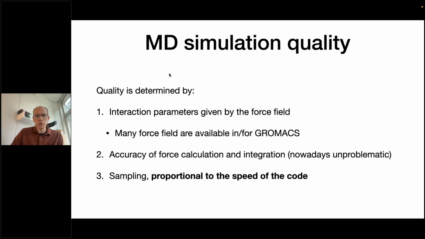And then the main issue nowadays, together with the force field, is the sampling issue. You need to sample sufficiently much of the conformations of interest of the phase space to be able to get reliable estimates for any scientific question you have. And that's proportional to the speed of the code. The faster the code is, the more you can sample. That's why in general molecular dynamics tools, and also in GROMACS, there's always the need for higher speed. So that's where a lot of effort goes.